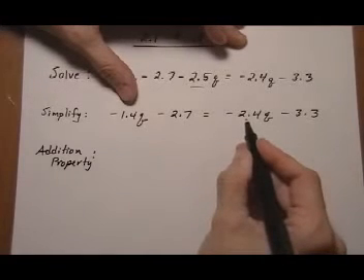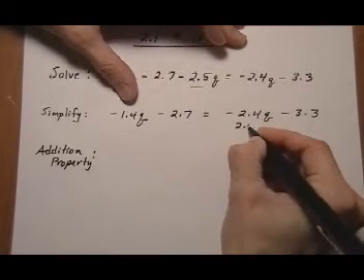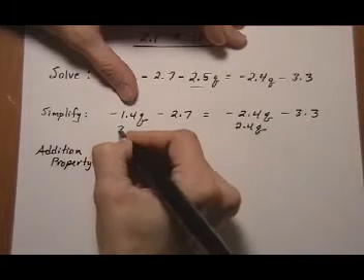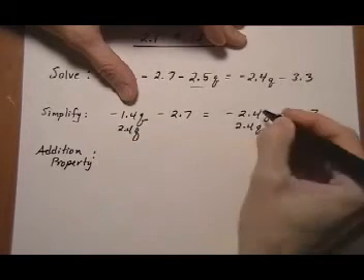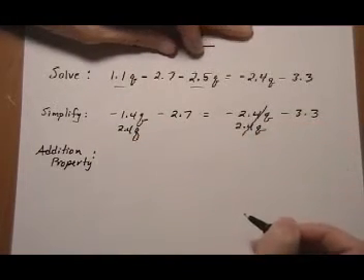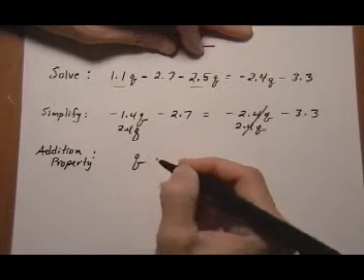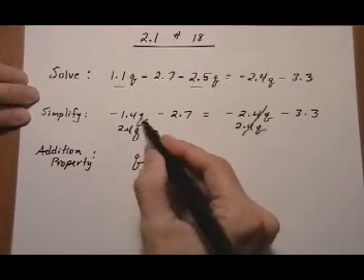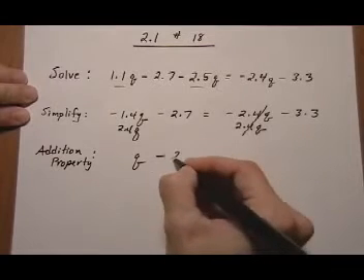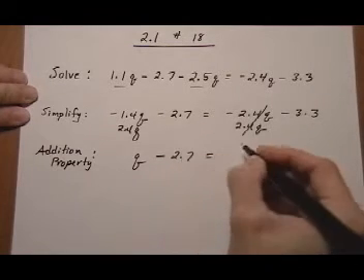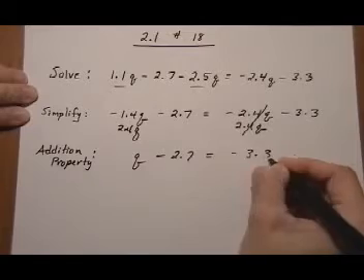So let's go ahead and add 2.4q on both sides. That makes it cancel out on the right, and then we're going to be left with just q. If we do 2.4 minus 1.4q, that leaves us q. Take away 2.7 equals minus 3.3.